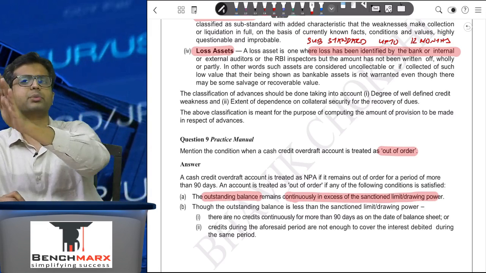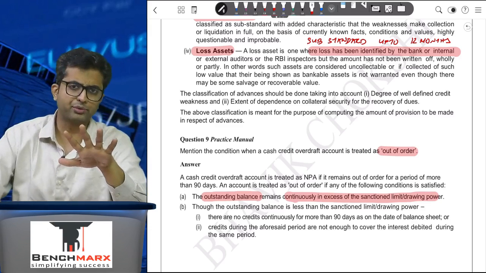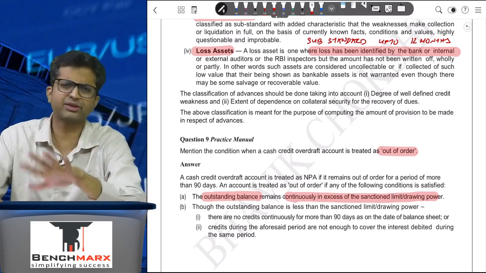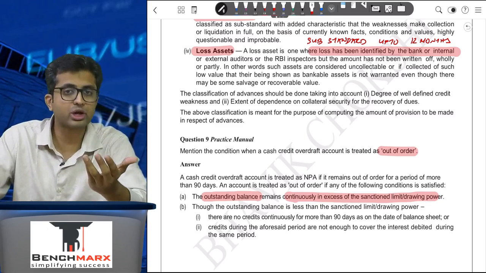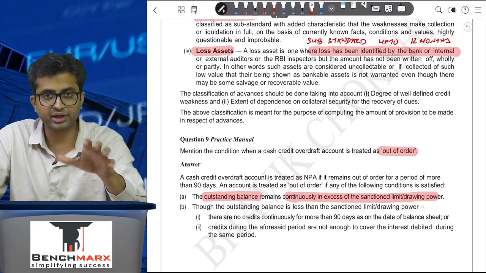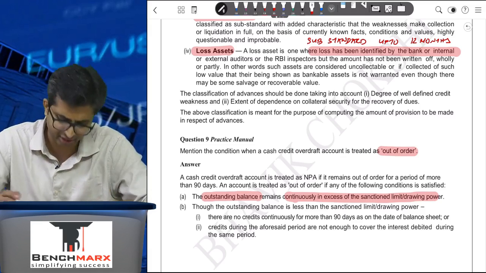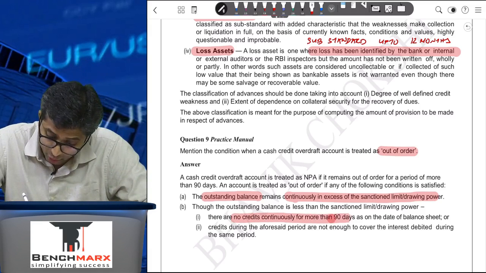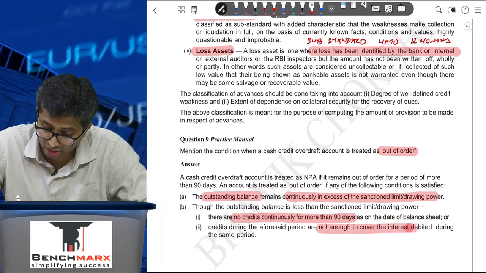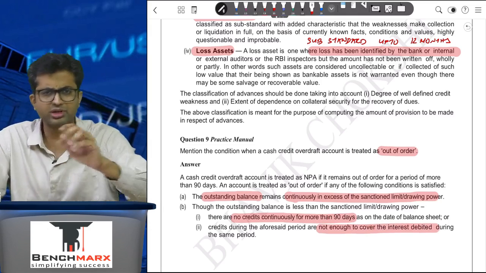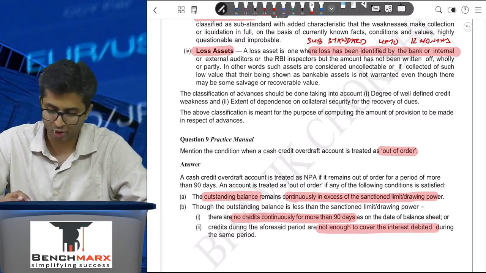Let us say the sanction limit is 1 lakh and your overdraft is 1,50,000 and it continuously remains that; it is considered to be out of order. Second, let us say your overdraft is less, 50,000, and your sanction limit is 1 lakh. However, you have received no credits in the last 90 days, or the credits received are not even enough to cover the interest during that period. That is when it is considered to be out of order.